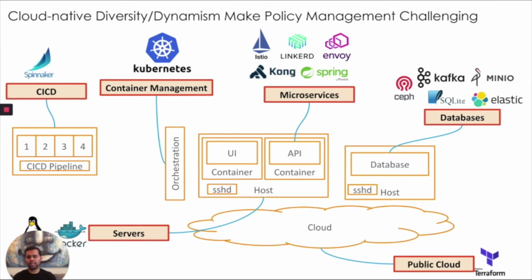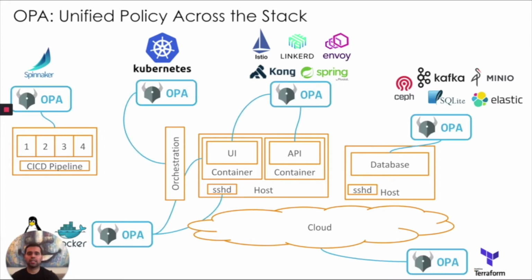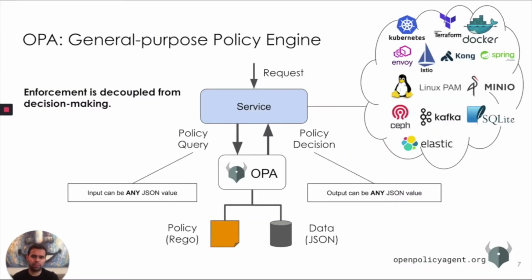So what we need is a unified way to enforce policies across diverse systems in a highly performant manner. And this was one of the motivations behind creating the Open Policy Agent. The goal is to unify policy enforcement across the stack. So, what is OPA? OPA is an open source general purpose policy engine.